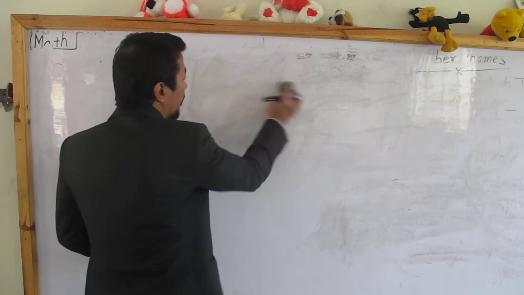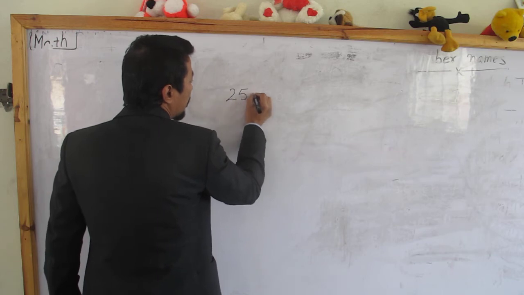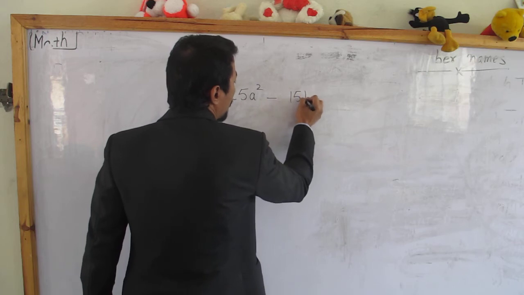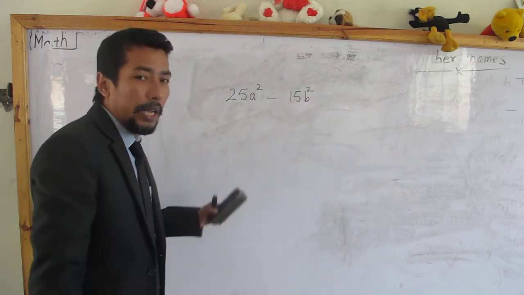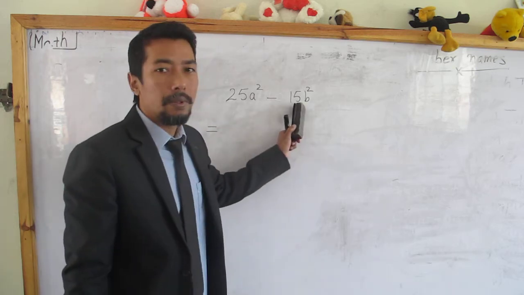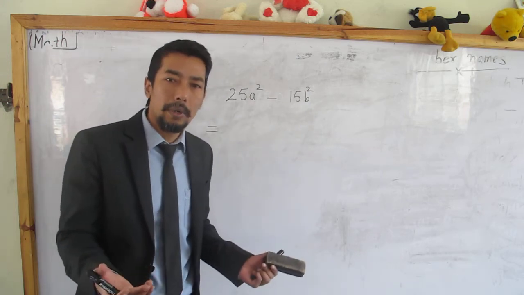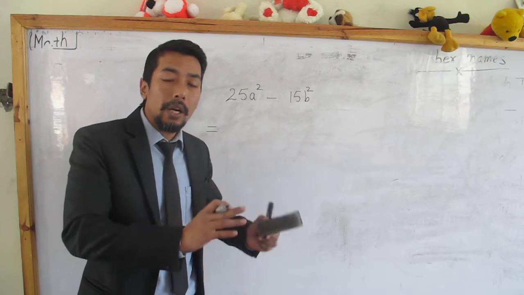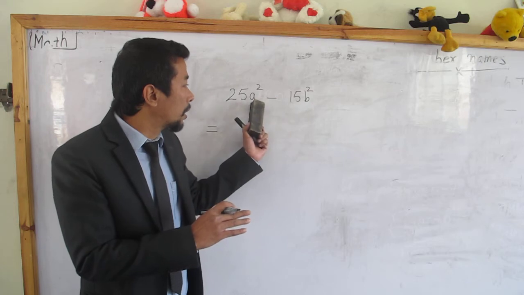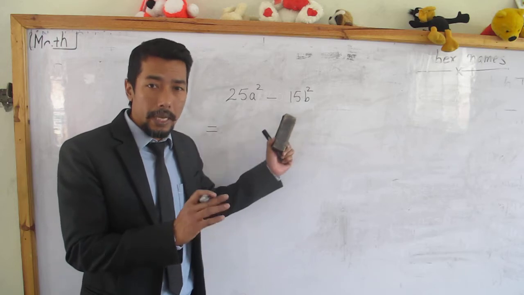Now let's work with some numbers. For example, you have 25a square minus 15b square. Okay, so again, what we do is, what is common between these two? For some time, initially, there is nothing common. We work to find common in these two terms. So the alphabets are not common. What about the numbers? Is there anything common in them?